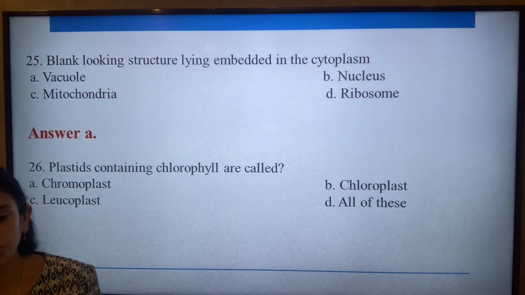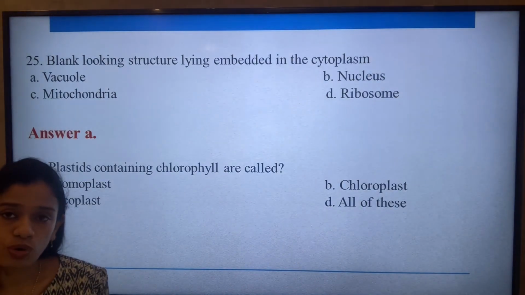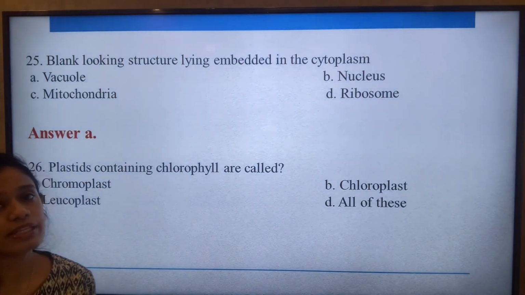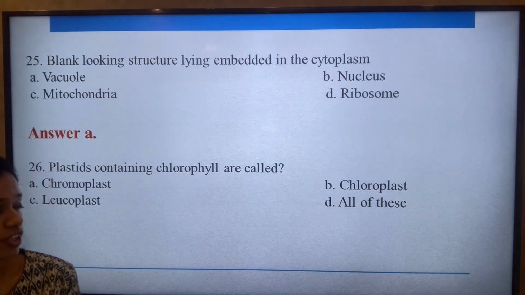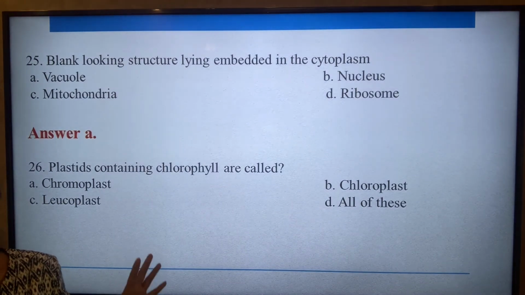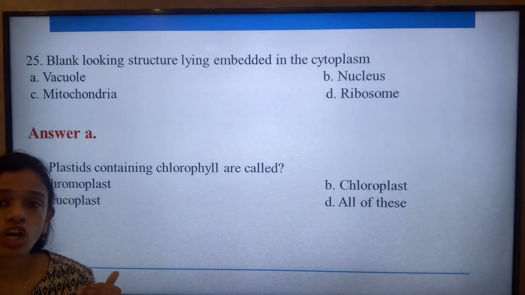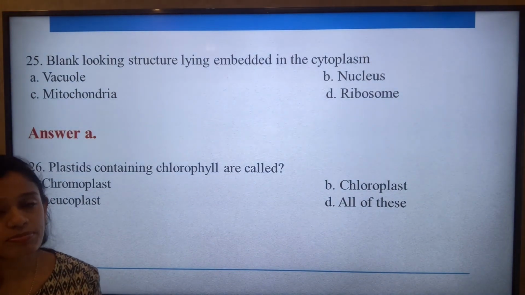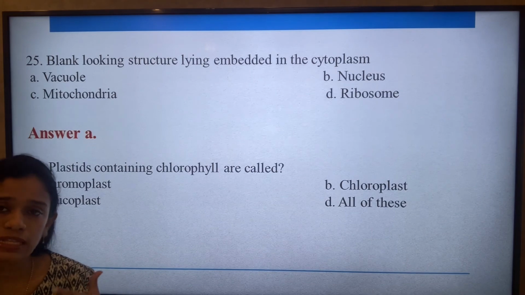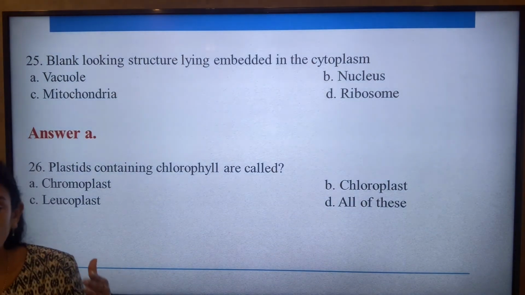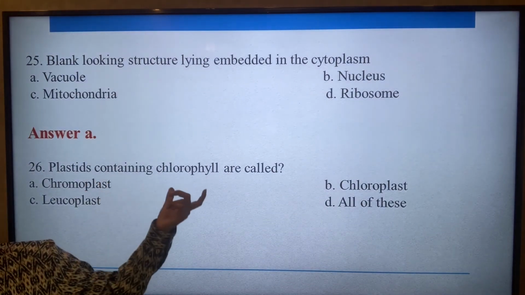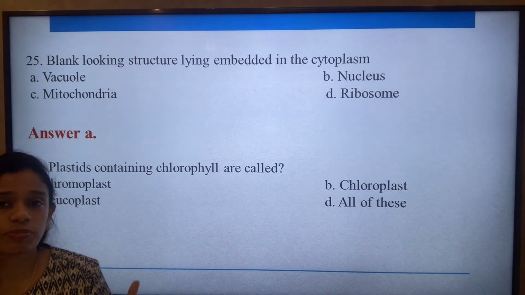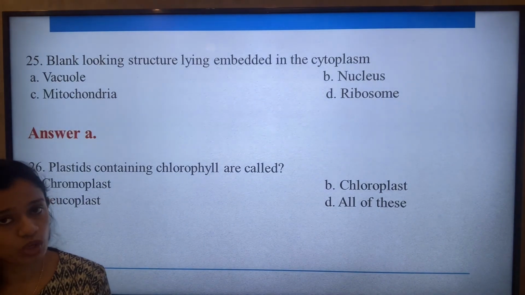Moving to the next question, plastids containing chlorophyll. Now, when we talked about the chapter Cell Structure and Function, we were told that plastids consist of three types, that is chloroplast, chromoplast, and leucoplast. Each of these plastids has its separate functions. So the plastid containing chlorophyll is known as the chloroplast. Because of the presence of chlorophyll, they are given the name chloroplast.